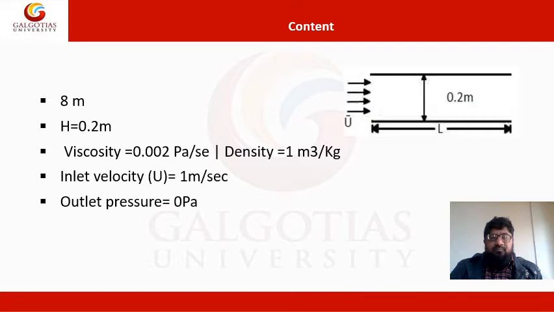So the problem is of a pipe flow which has some length L and the diameter is given. The viscosity of the fluid flow has been selected, and at the inlet the boundary condition will be velocity inlet, and we will provide velocity 1 meter per second, and at the outlet, as the fluid flow is exiting to the atmosphere, the gauge pressure at the outlet will be 0.